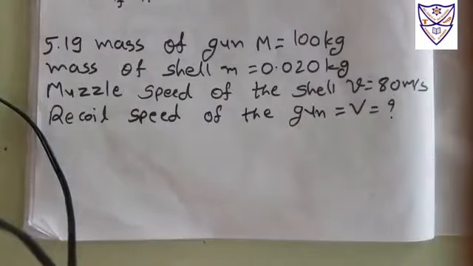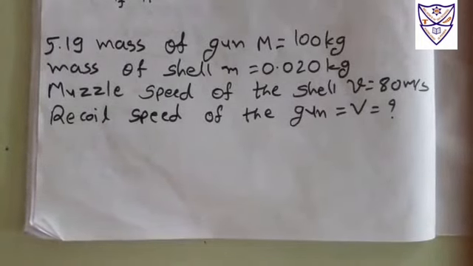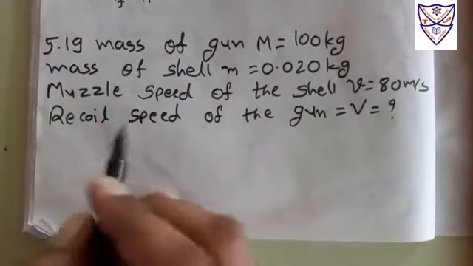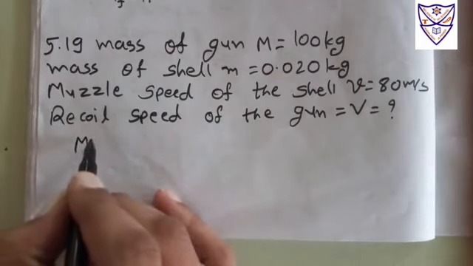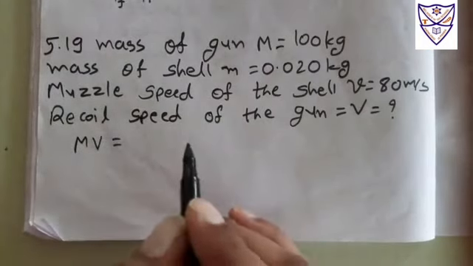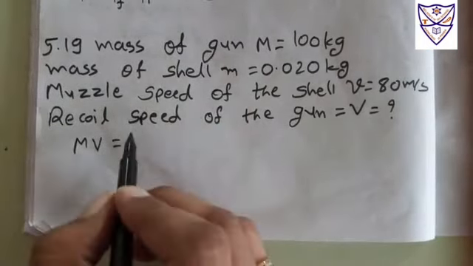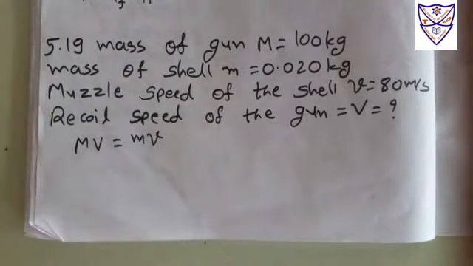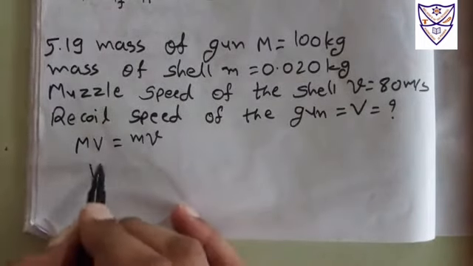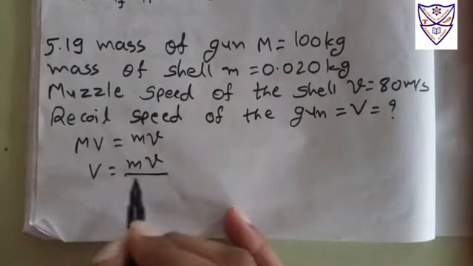In this numerical, we have the mass of the gun, the mass of the shell, and the muzzle speed of the shell, and we have to find the recoil speed of the gun, right? So simple again. This is a question of conservation of momentum. Initial momentum is 0, so gun momentum equals shell momentum, m into v. So we need to find V is equal to mv upon capital M.